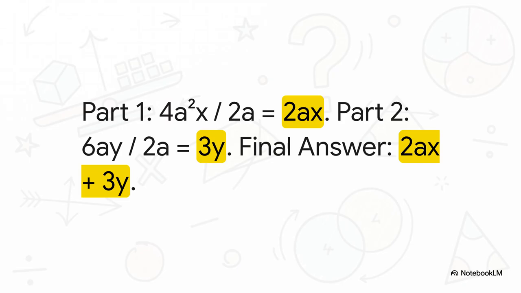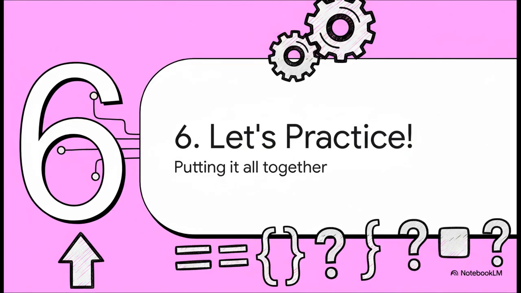Okay, now the second fraction. Numbers. 6 divided by 2 is 3. Letters. The a on top and the a on bottom cancel each other out. So we're just left with a y. That part is 3y. Our final answer is just putting those two pieces together. 2ax plus 3y. Okay, you have learned all the rules.